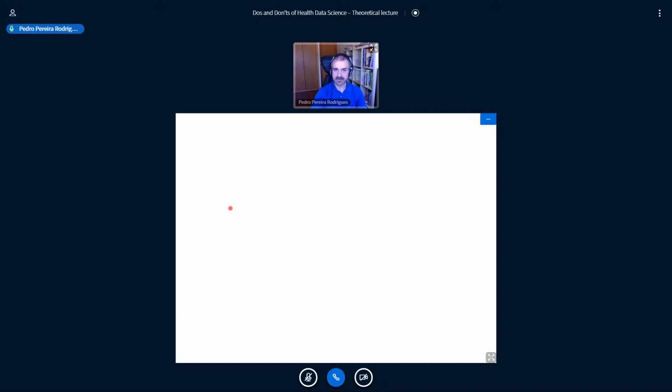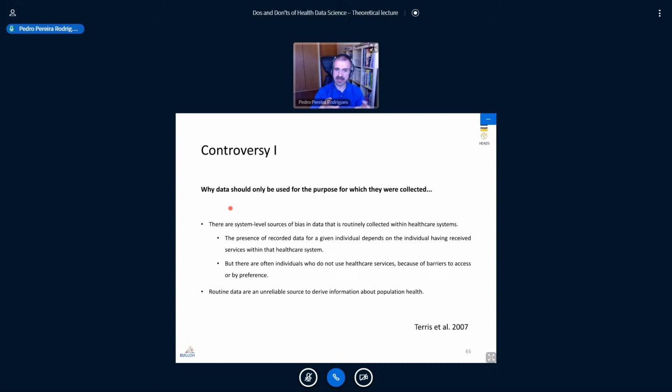But there are other sources of bias in data that make them not useful for research. The presence of recorded data for a given individual depends on the fact that that individual actually received services within the healthcare system. So there are often individuals who do not use healthcare services, and this might be because of barriers to access or by preference, and this will bias the data that you will get from them. So you cannot reliably use this routinely collected data to derive information about population health, because there's a lot of information that will not go through the health information systems.